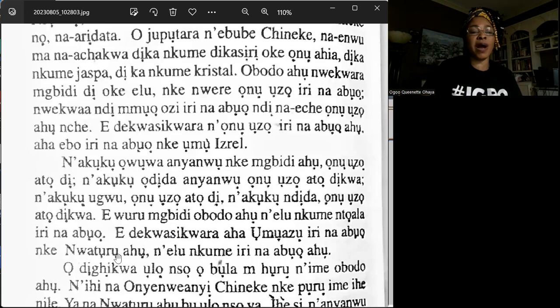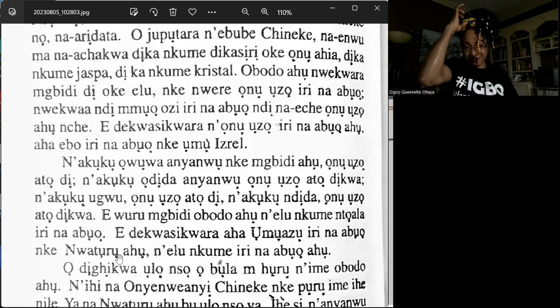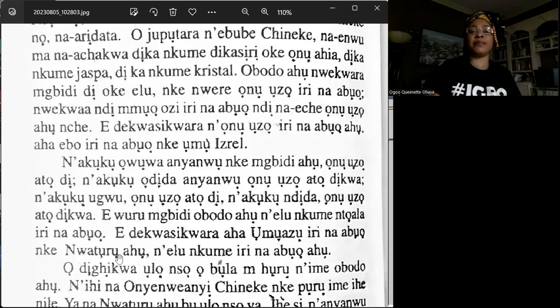Gịnị wụ nwa atụrụ? Like Lamb of God? Nwa atụrụ, yeah, is a lamb.